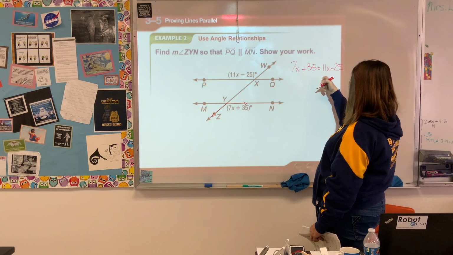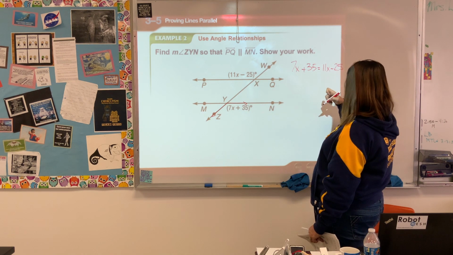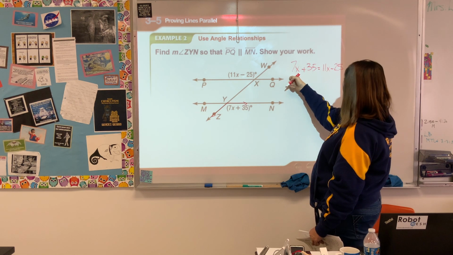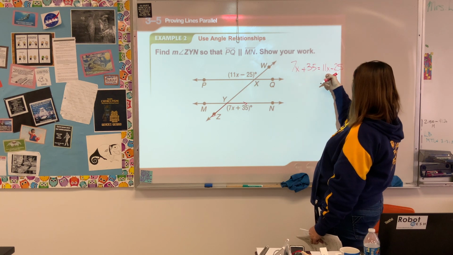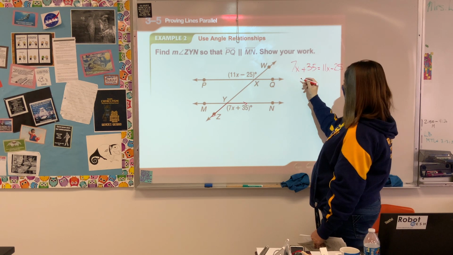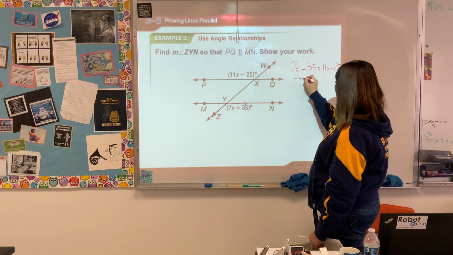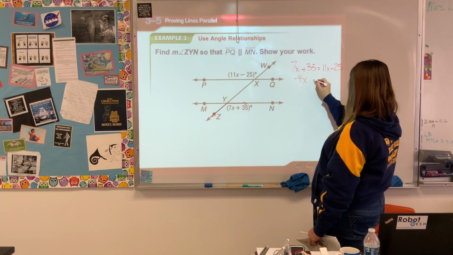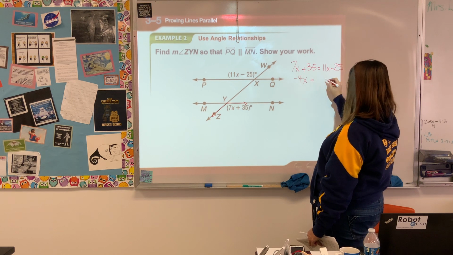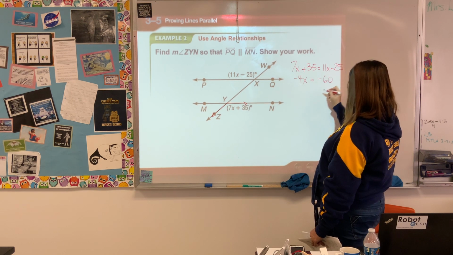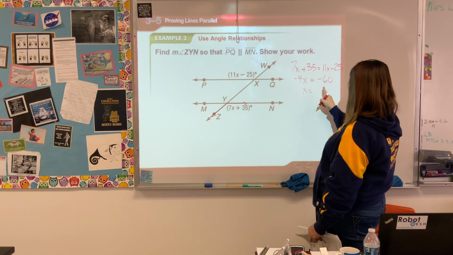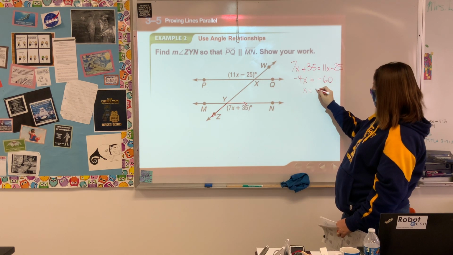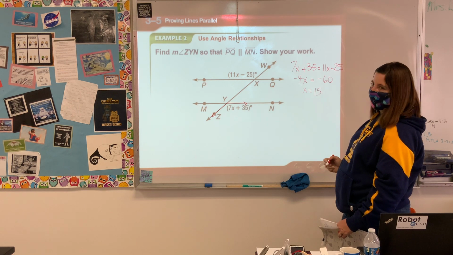So 7x, 11x, let's bring the 11x over here. We're going to subtract 11x, subtract 11x. So it's going to be negative 4x. We're going to subtract 35, subtract 35. Negative 60 divided by negative 4. I end up with x equals 15.